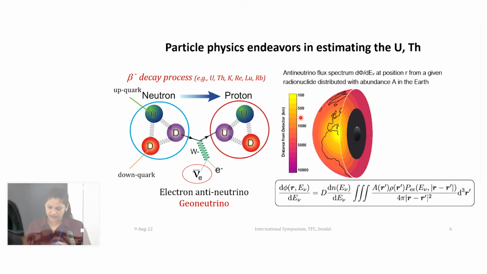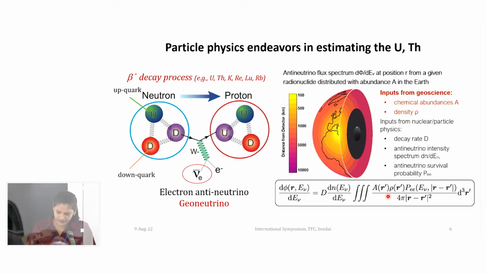Neutrino experiments. So this plot is quite interesting because it's a kind of association of both geoscientists and particle physics people. And this is essentially how we can calculate the antineutrino flux, which is essentially a function of distance. So these are the inputs from the geoscience, which I will be emphasizing here. The most important inputs from the geoscience are the abundance of A, which will be uranium and thorium here, and also the density. And both of these parameters are dependent on the distance from the detector.